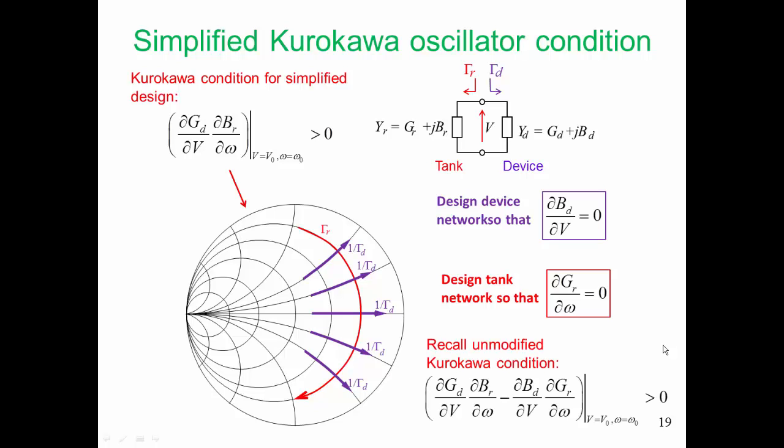Now recall the unmodified form of the Kurokawa condition. This unmodified form takes into account that the device susceptance can vary with voltage, and so we would not follow those lines of constant susceptance for 1 over gamma D. And it also accounts for the conductance of the resonator varying with frequency, and so we would not follow a line of constant conductance.